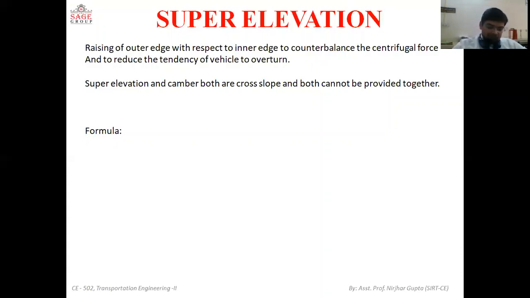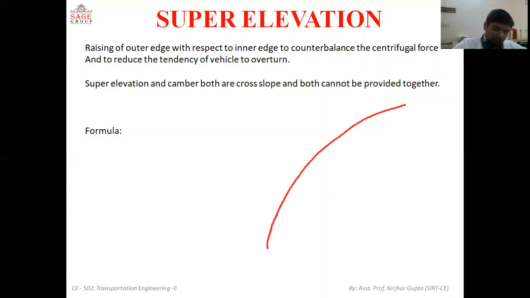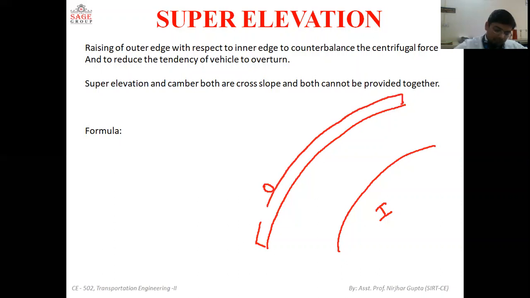Suppose we have a road in which we have provided the inner edge and the outer edge, such that this is the outer edge and this is the inner edge. We have to provide the super elevation, generally on the curve, where we have to counterbalance the centrifugal force and also reduce the overturning of the vehicle. We raise the outer edge of the pavement so that we can get a slope like this.